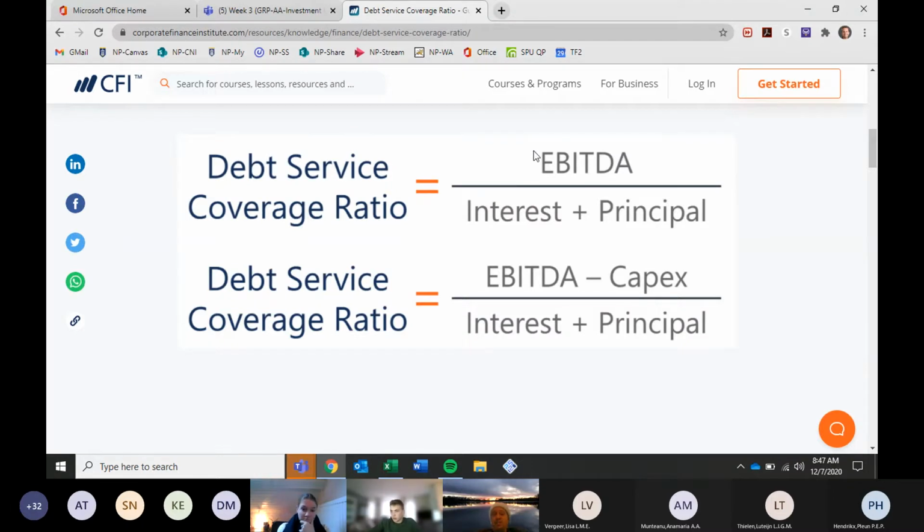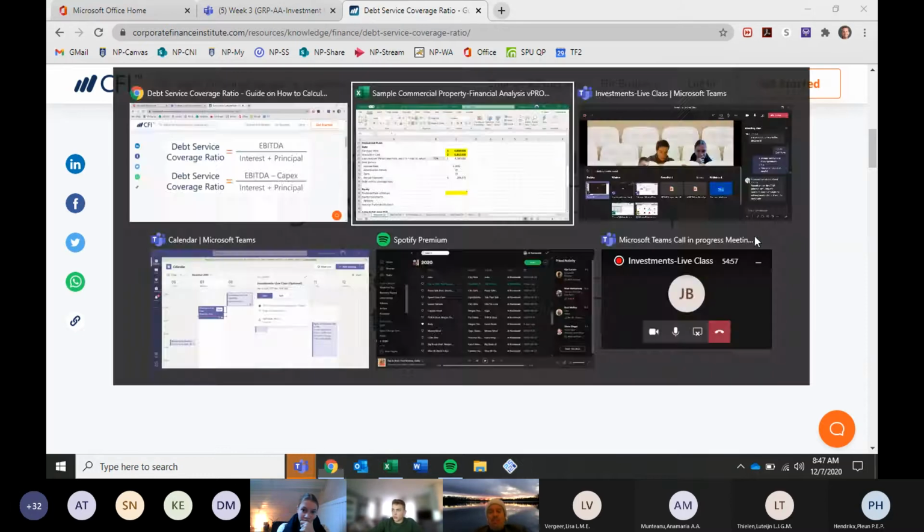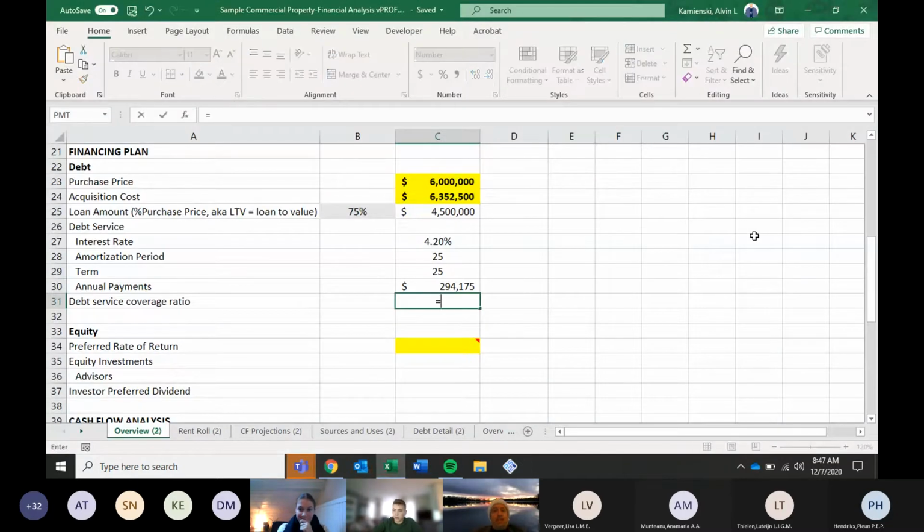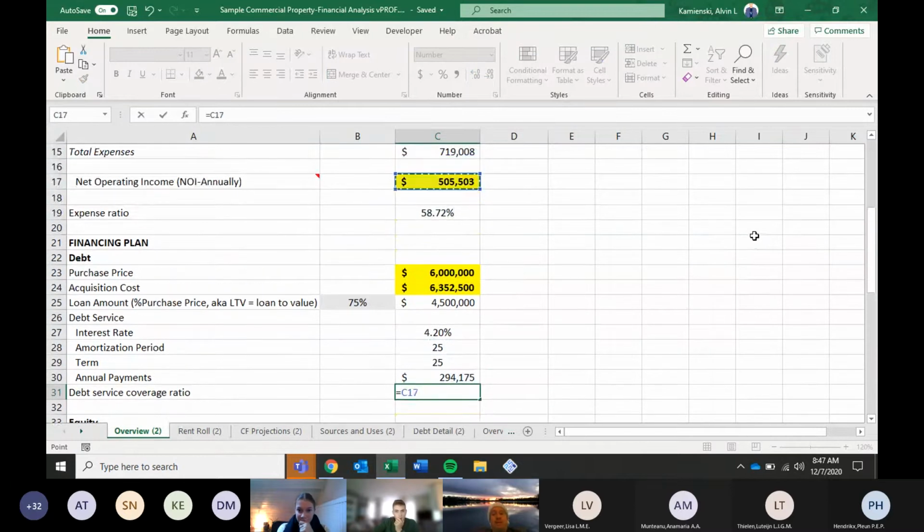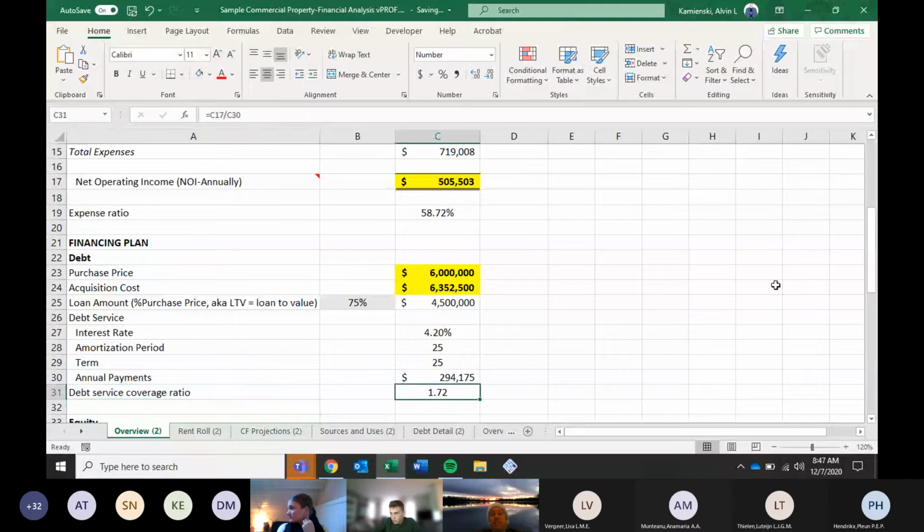So I like this first one. Let's do NOI divided by payments. So if I take equals, from where can I make my payments? From my NOI. From my NOI, I have the ability then to pay $294,000, which tells me then for every $1 I owe the banks, I have $1.72 from which I can make a payment to the bank, which tells me I've got 72 cents then left over to pay you, the investor.